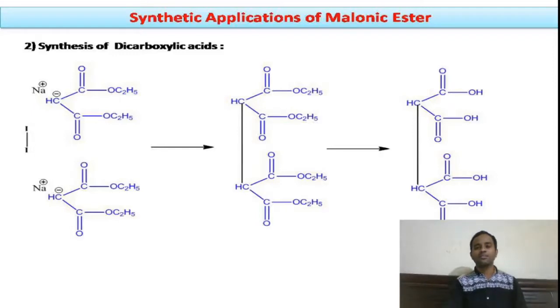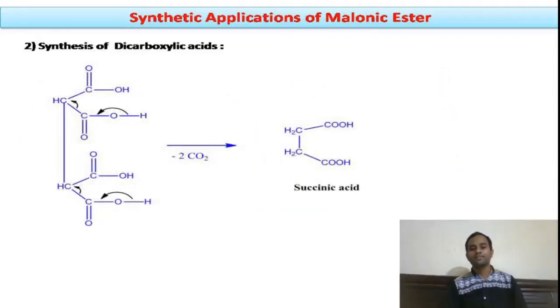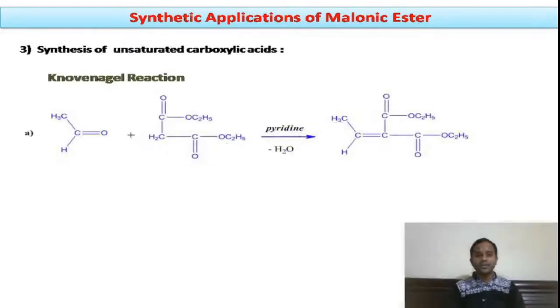This formed tetracarboxylic acid upon heating loses 2 carbon dioxide molecules. That means this tetracarboxylic acid will undergo decarboxylation to give the dicarboxylic acid. Here it is succinic acid. Succinic acid is the dicarboxylic acid formed in this reaction. In this way, we can also prepare the dicarboxylic acids from the malonic ester. Next is the synthesis of alpha, beta unsaturated carboxylic acids.